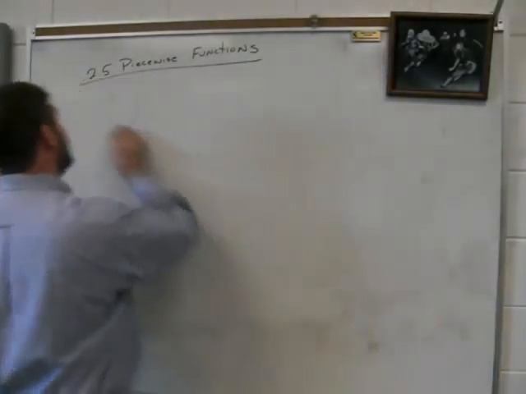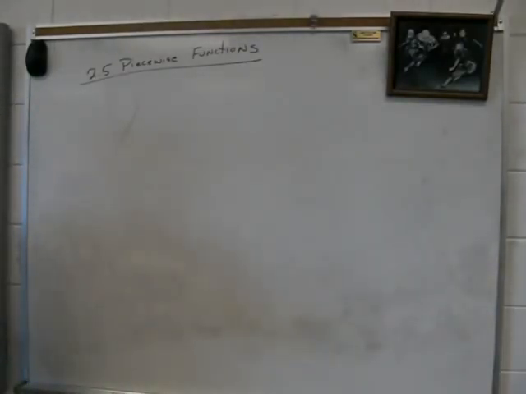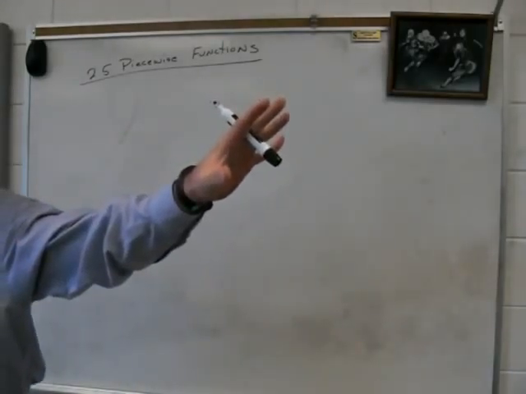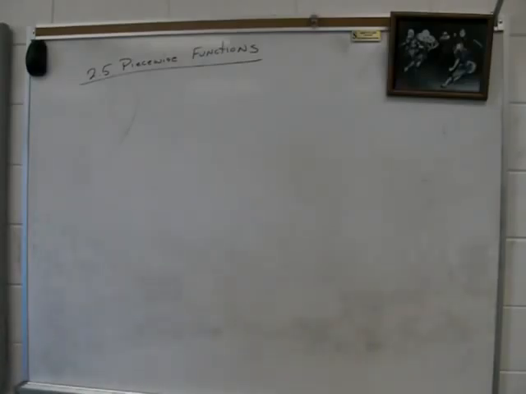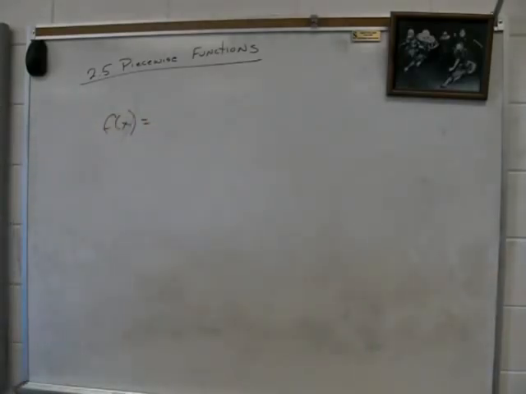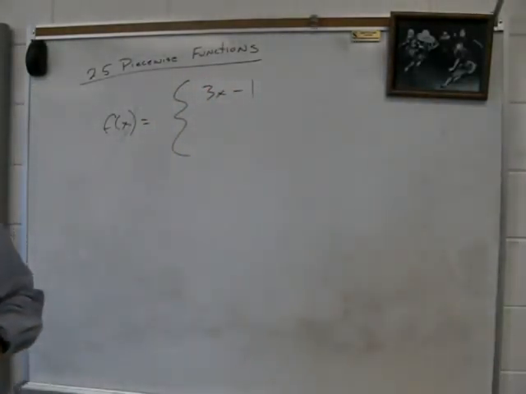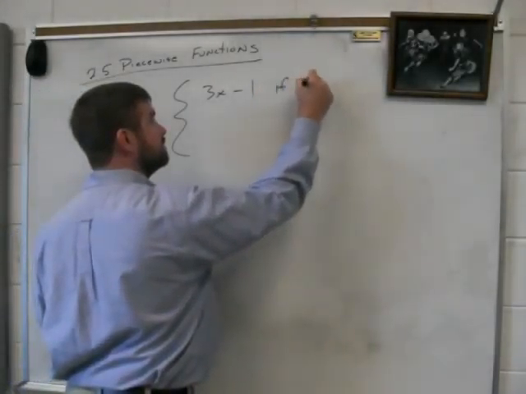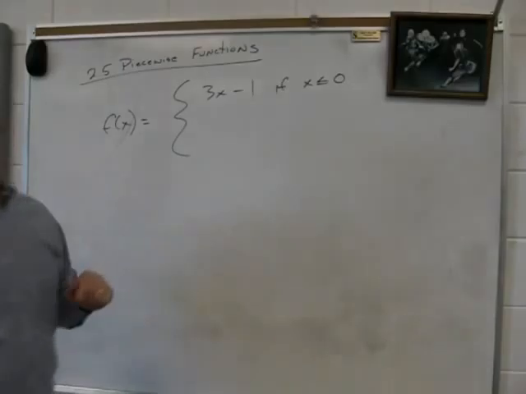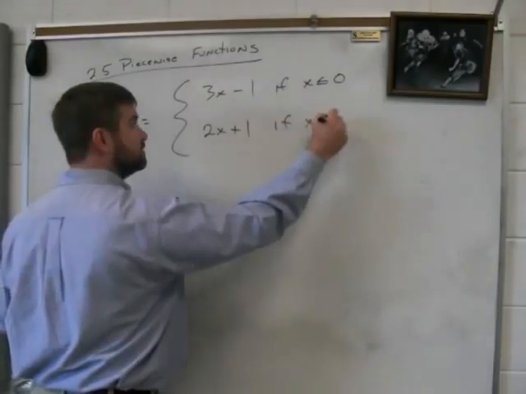Now let's talk about piecewise. Piecewise is a combination of two functions. Okay? It is the putting together of two separate functions. It's saying this function is true for this part, and this function is true for this part. And this is the way that it's written. F of x is equal to 3x minus 1 if x is less than or equal to 0. It is equal to 2x plus 1 if x is greater than 0.